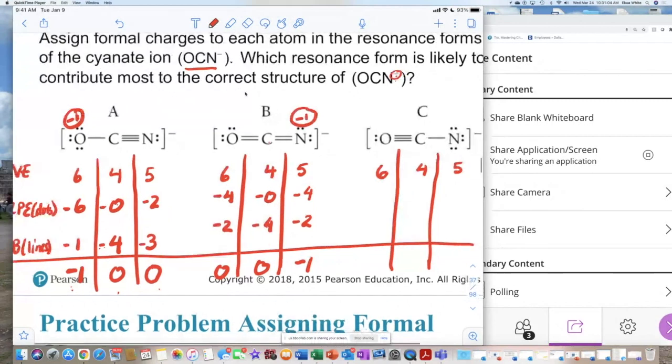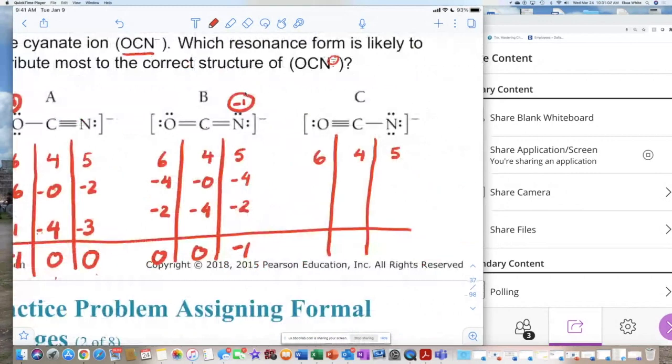And then the last combination. Oxygen, group 6, number of dots to subtract 2 from lone pair electrons, number of bonds 3. So 6 minus 2 minus 3 plus 1. Carbon, 4. Number of lone pairs, 0. Number of bonds, 4. 4 minus 0 is 4, minus 4 is 0. Carbon tends to like to be 0.